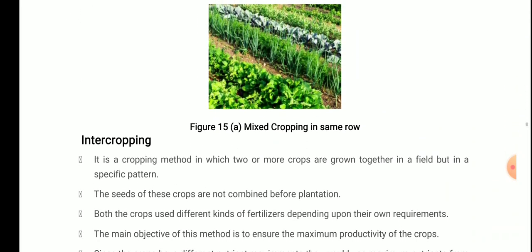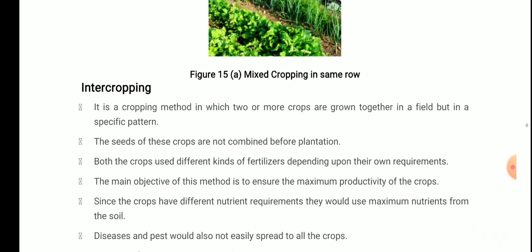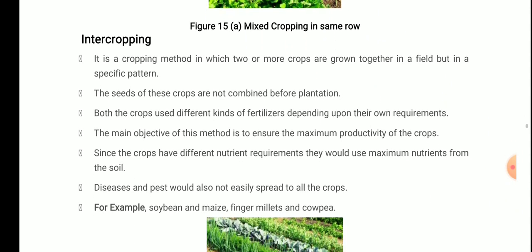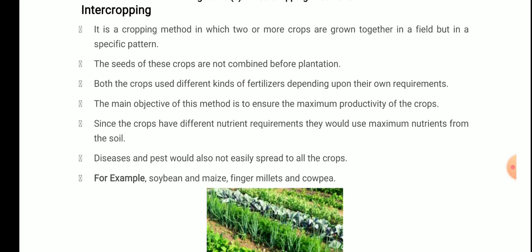Next is intercropping. It is a cropping method in which two or more crops are grown together in a field but in a specific pattern. The seeds of these crops are not combined before plantation, and the crops use different kinds of fertilizers depending upon their own requirement. The main objective of this method is to ensure the maximum productivity of the crops.